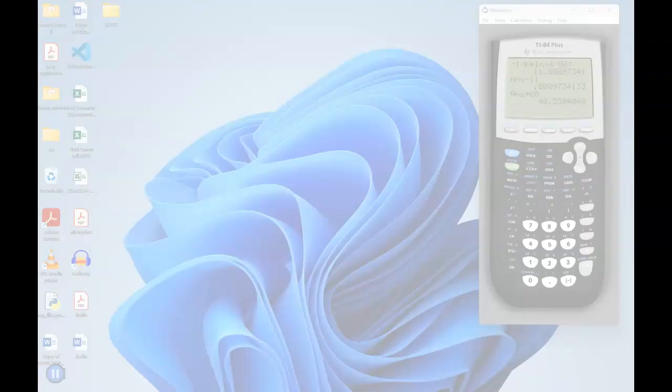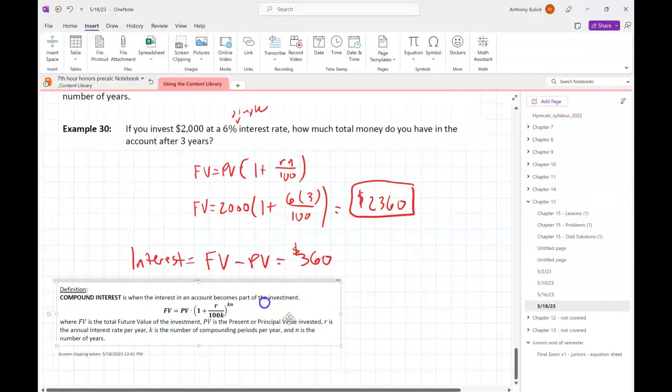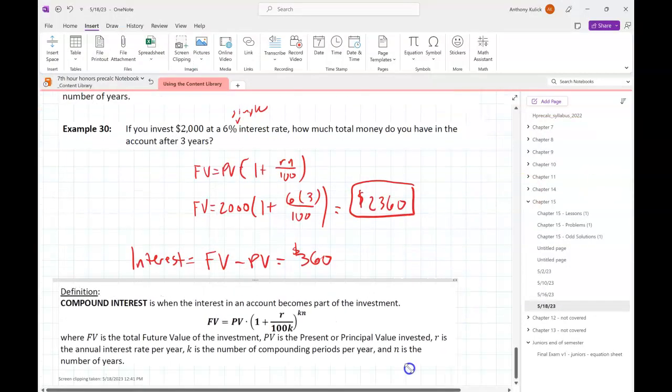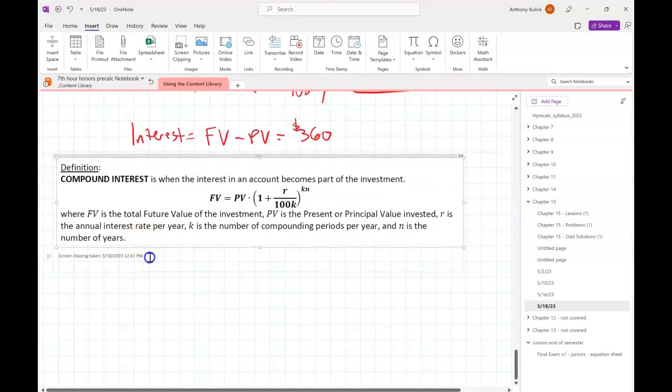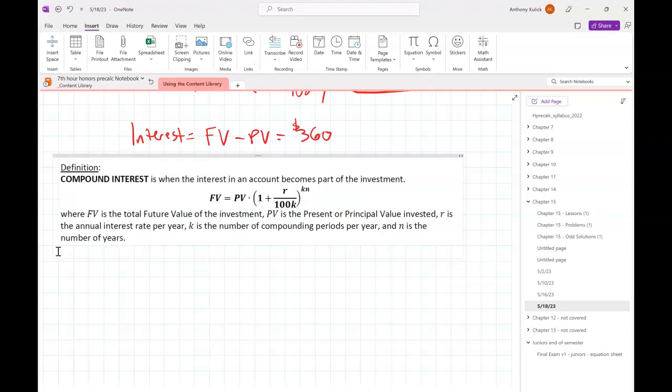The next kind of situation we'll talk about is compound interest. And this is a situation where you earn interest on the total value of your account at the end of each year. So at the end of year 1, you earn interest on the principal. At the end of year 2, you earn interest on the principal and the interest you earned in year 1. At the end of year 3, you earn interest on the principal, the interest you earned in year 1, and the interest you earned in year 2. And it goes on and on like that, right?